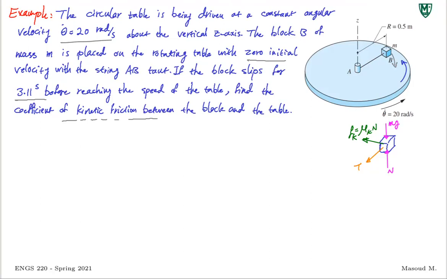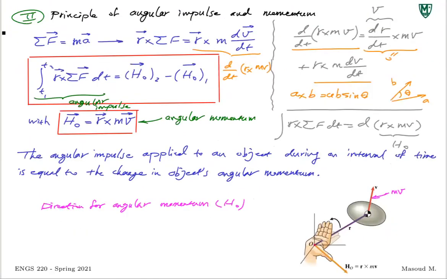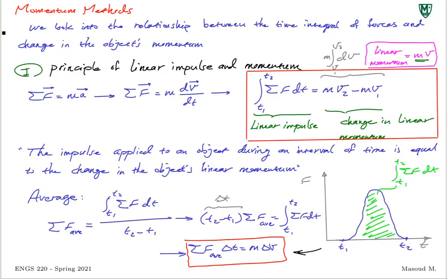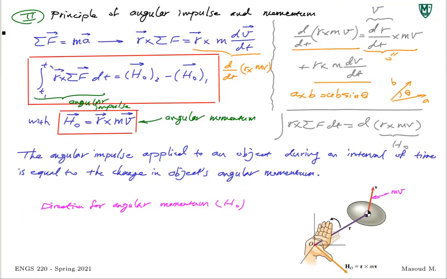Now, let's see what we have. We have velocity, we have time, and we want to look at force because we're trying to find the coefficient of kinetic friction. So we have to look at the friction. So we have to take into account the force. So force, time, velocity. Let's go back. Principle of linear impulse and momentum gives us force, time, velocity. That's one possible way of looking at it. The better way would be using principle of angular impulse and momentum, right?